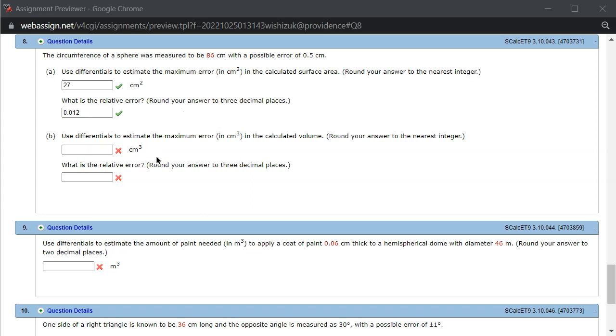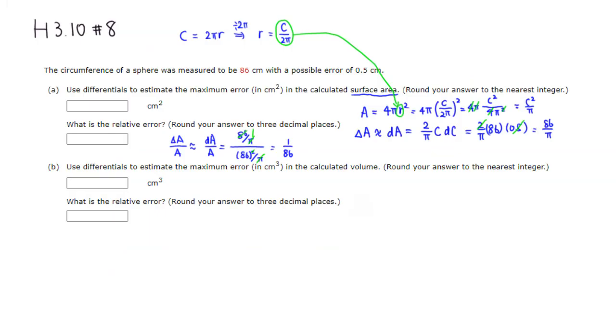We do the same thing except that we're looking at the volume. The volume formula for the sphere is 4/3 pi r cubed. So we have to put c over 2 pi where r is. So this is going to be 4/3 pi times c over 2 pi cubed.